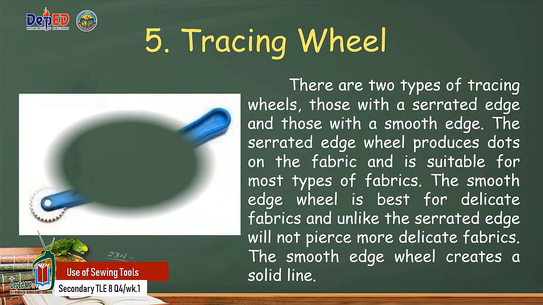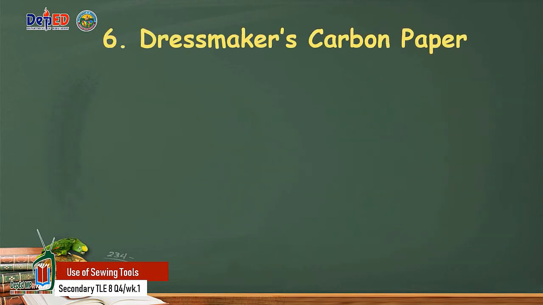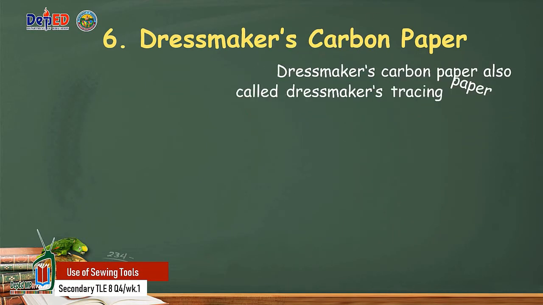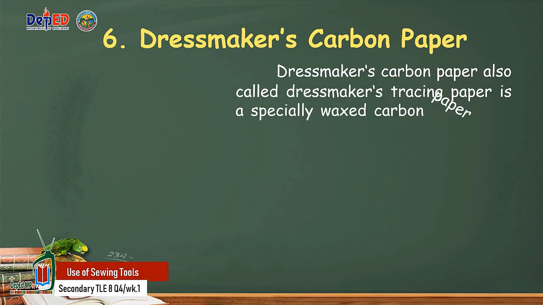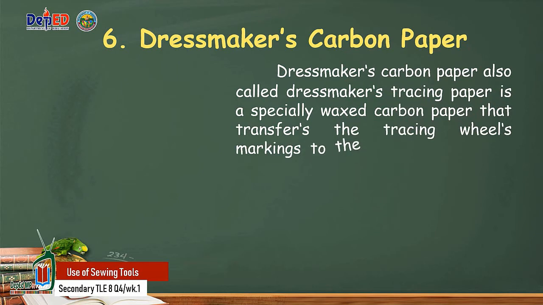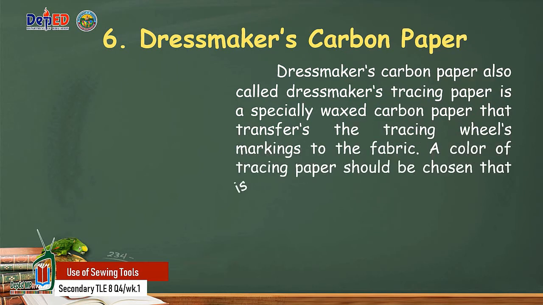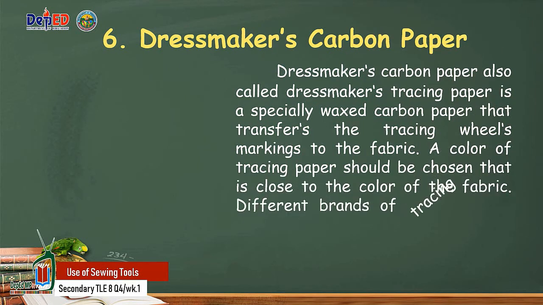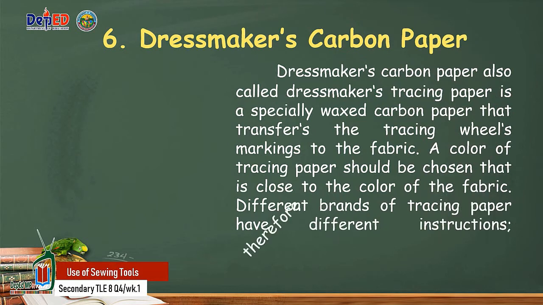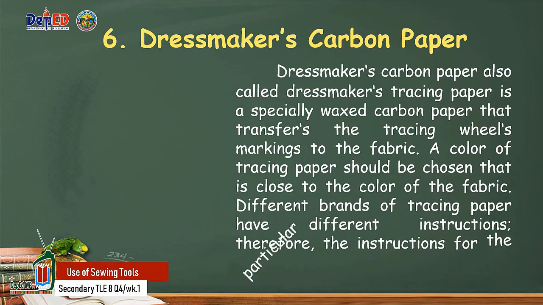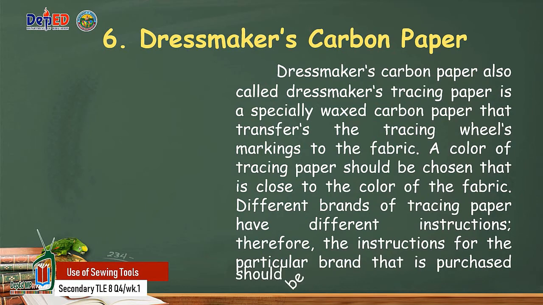Number 6. Dressmaker's carbon paper, also called the dressmaker's tracing paper. It is a special waxed carbon paper that transfers the tracing wheel's markings to the fabric. A color of tracing paper should be chosen that is close to the color of the fabric. Different brands of tracing paper have different instructions. Therefore, the instructions for the particular brand that is purchased should be followed.